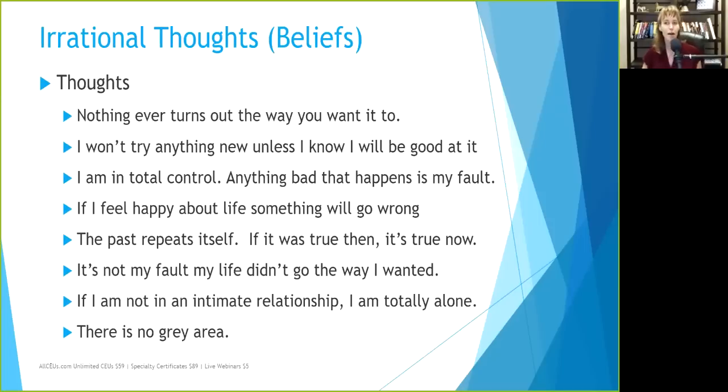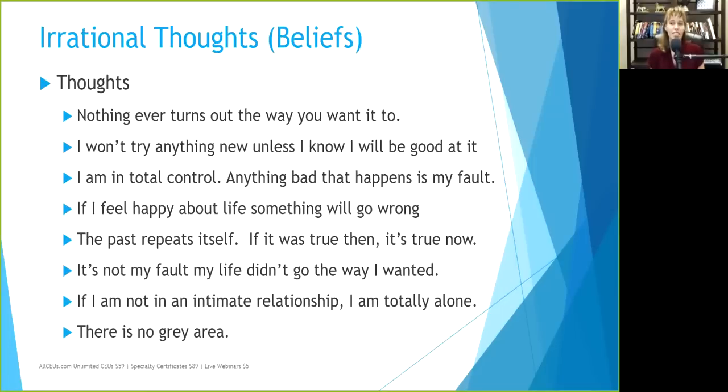If I feel happy about life, something will go wrong. It happens sometimes, but let's look at times when you've been happy that something hasn't gone wrong. Let's get rid of that all or nothing thinking. It's not my fault my life didn't go the way I wanted. Could be true, but it seems like that's making you unhappy, so what do we do about that?